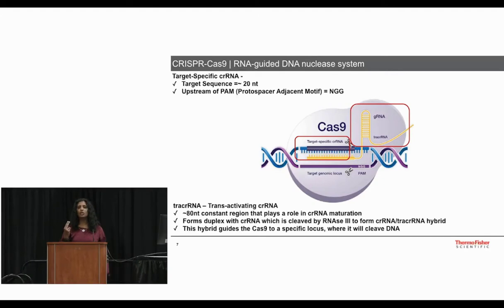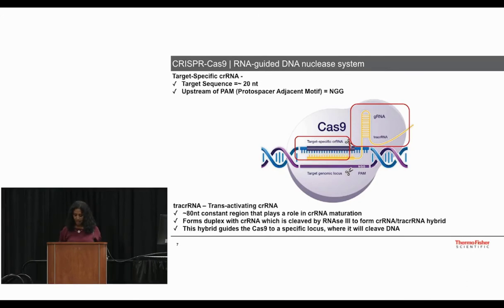So the two main components needed for gene editing in CRISPR-Cas9 are that purple bubble that you see, the Cas9 enzyme, and the yellow hairpin loop structure that you see there, the guide RNA. The Cas9 is the enzyme that actually helps in cleaving the DNA, the genomic DNA of interest. What drives the specificity is the guide RNA.